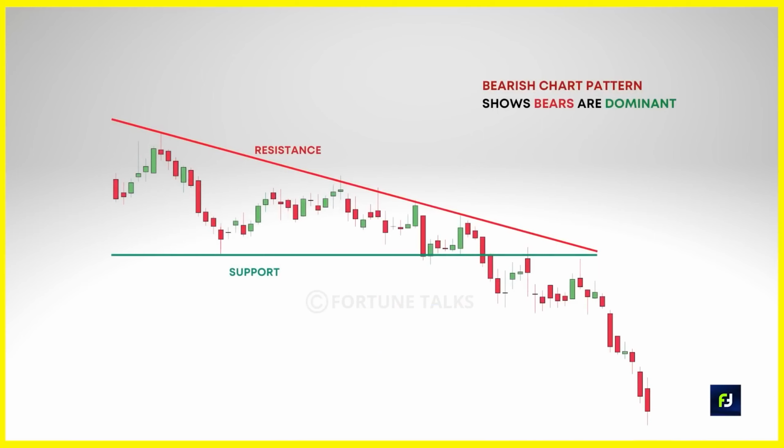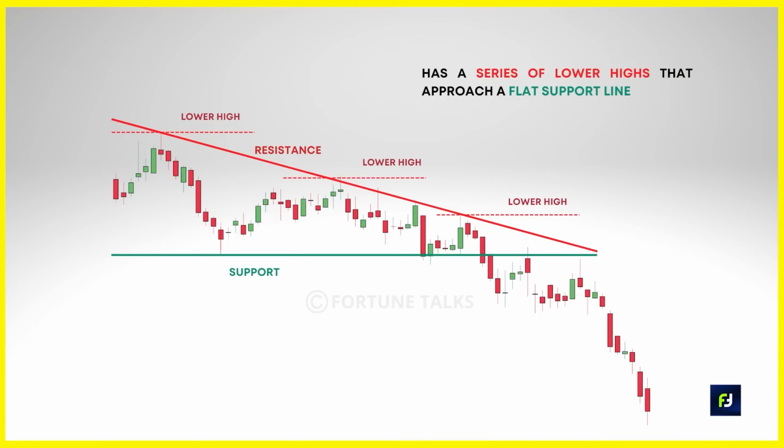Now the descending triangle is yet another logical pattern, and if traded correctly, it allows you to catch explosive breakout trades about to occur. This is a bearish chart pattern that shows the sellers are in control and it signals a bearish trend continuation. Now the descending triangle looks like a series of lower highs coming into an area of support. The pattern signals strong selling pressure and a lack of buying pressure.